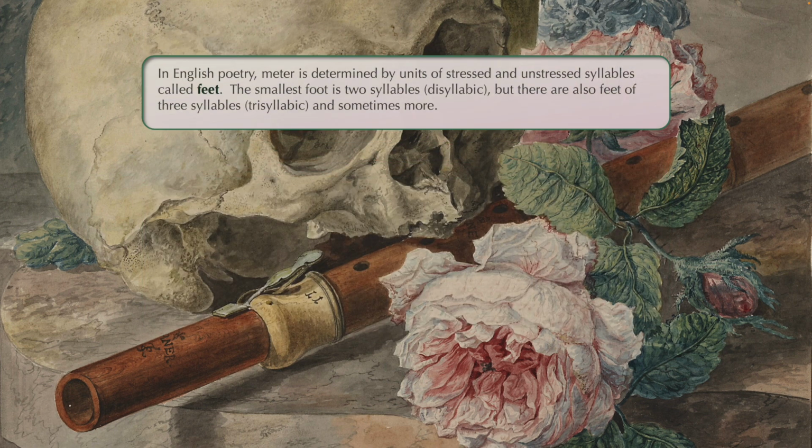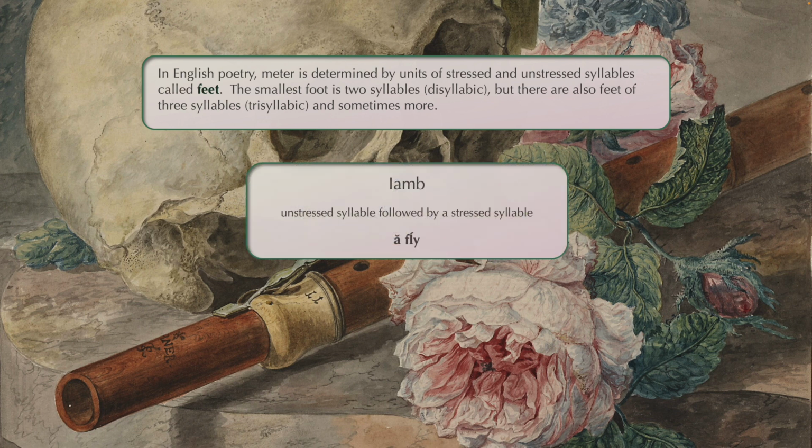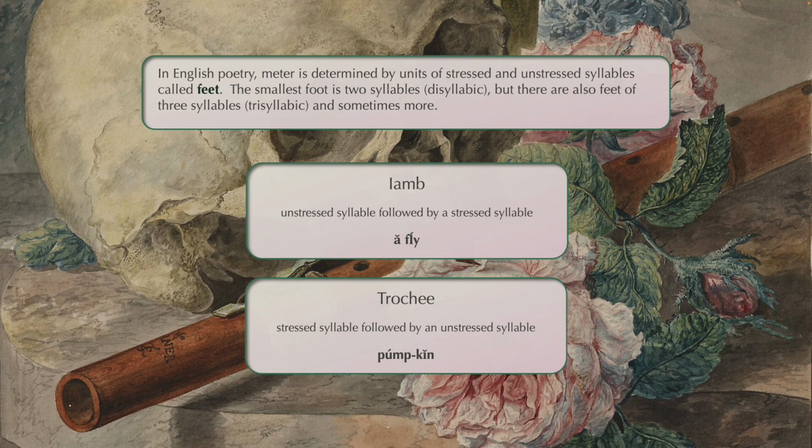So in English poetry, meter is determined by units of stressed and unstressed syllables called feet. The smallest foot is 2 syllables, but there are also feet of 3 syllables and sometimes more. I'm going to give you the 4 most common metrical feet, starting with one that you probably recognize, the iamb, which is an unstressed syllable followed by a stressed syllable. And then its inverse is the trochee, which is a stressed syllable followed by an unstressed syllable.